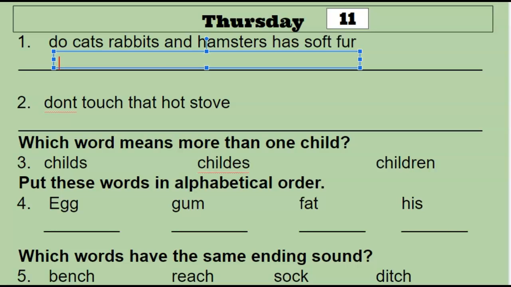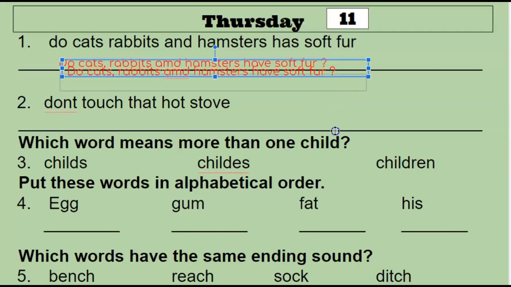The sentence says, do cats, rabbits, and hamsters has soft fur? So we need a capital letter. And they're making a list here. So we need to have cats, comma, rabbits, and hamsters. Has is not correct, soft fur, and then we end with a question mark. Okay, so go ahead and pause here. Make sure you have that written down for me, please.